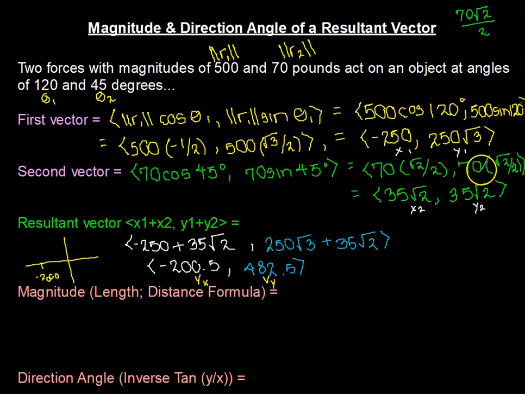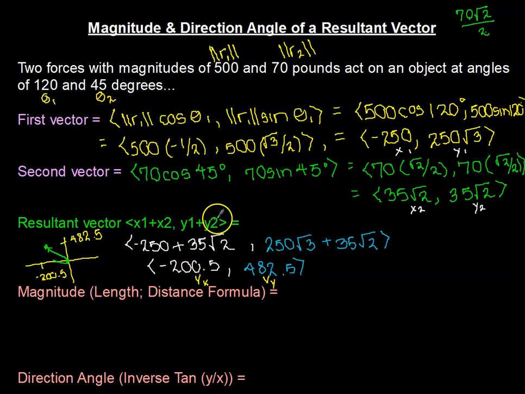So you just know the negative value, that negative x value is on the left. So that's why I'm just writing negative 200.5 over here. And then positive y, positive 482.5, is right here. So that means that my resultant vector is in the second quadrant. It's right here. And that's where the end of the vector will be. The initial part of the vector will always be at 0, 0.